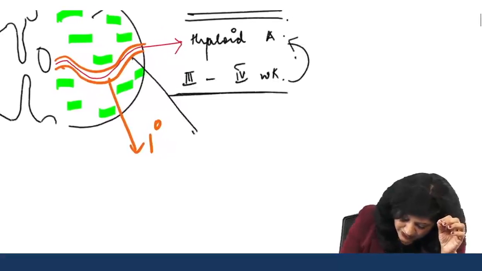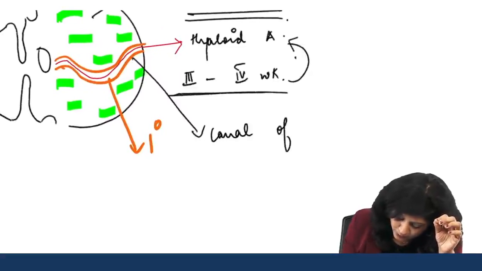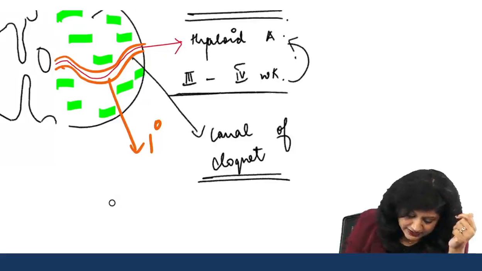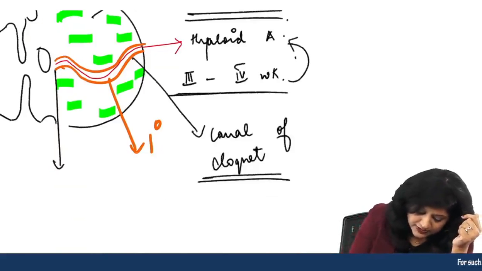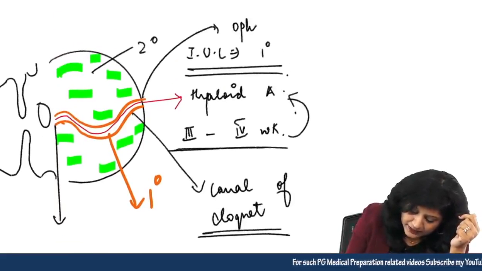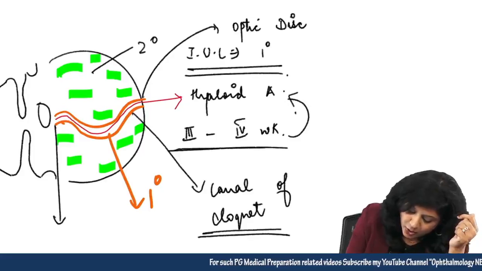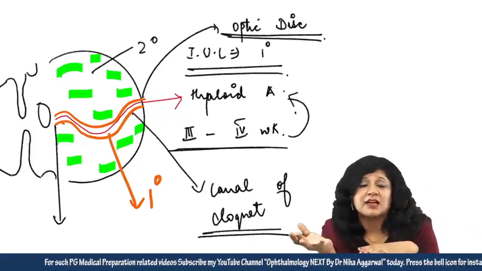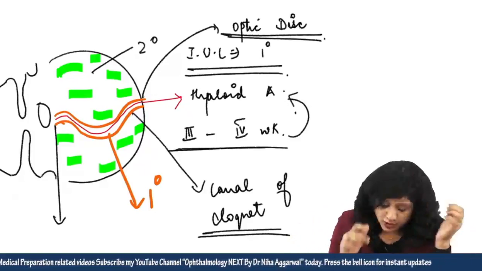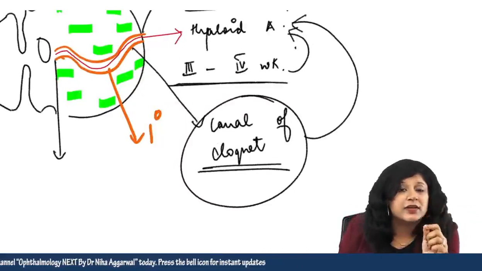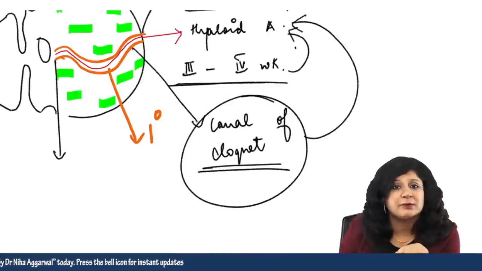And what was the name of this canal? The canal of Cloquet. The canal of Cloquet extends from the posterior surface of the lens up to the optic disc. Whether it remains after birth or not is very doubtful. This canal contains the hyaloid artery, so if at all you find primary vitreous after birth, then it is found inside this canal.